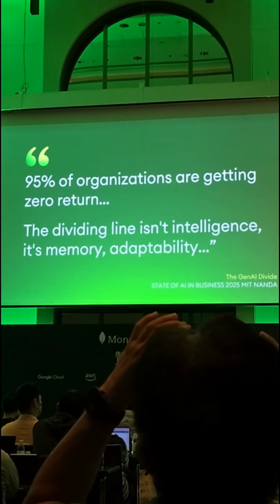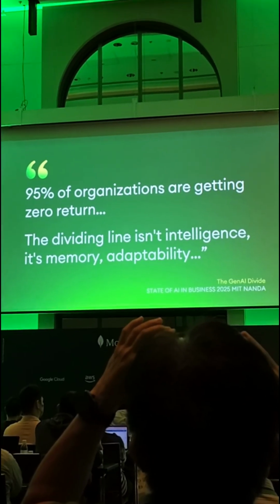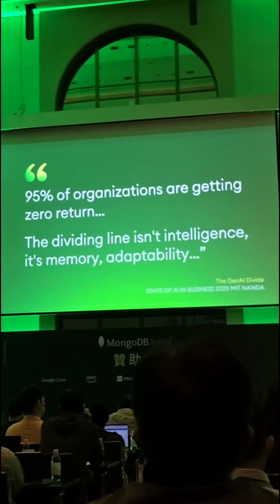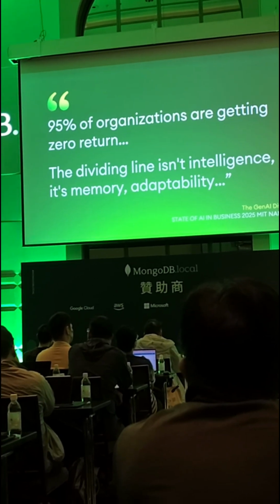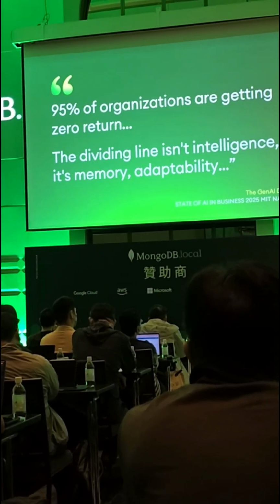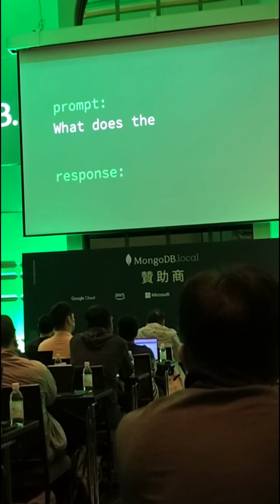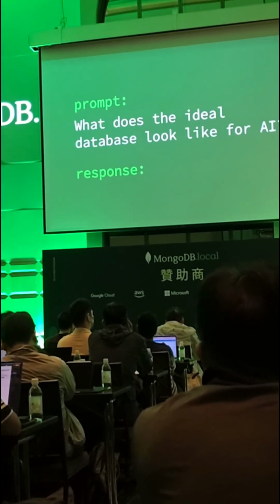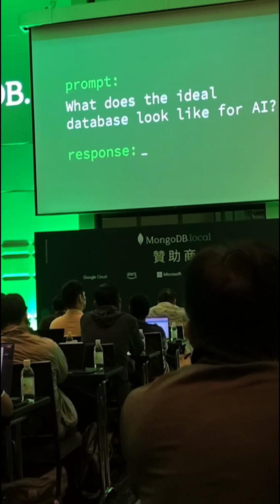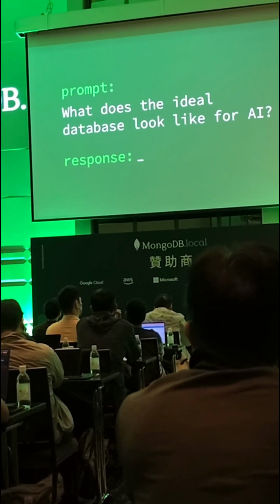What a line. The dividing line isn't intelligence, it's memory and adaptability. That means, when we talk about AI, we usually think, okay, it is so intelligent, it is doing stuff on its own. But the actual thing is about keeping things in memory, keeping the context all the time. So yes, actually, it is the dividing line.